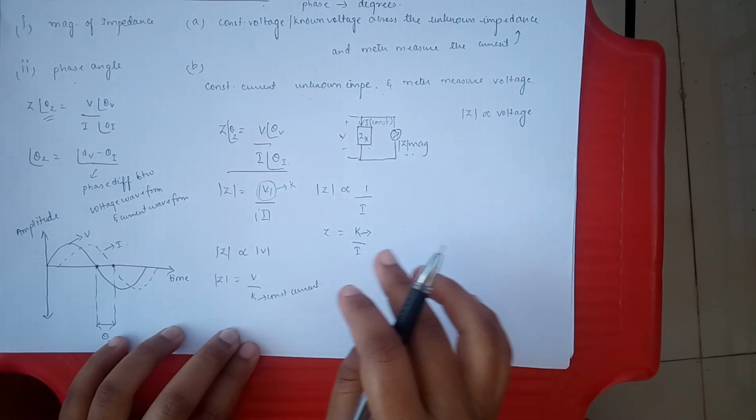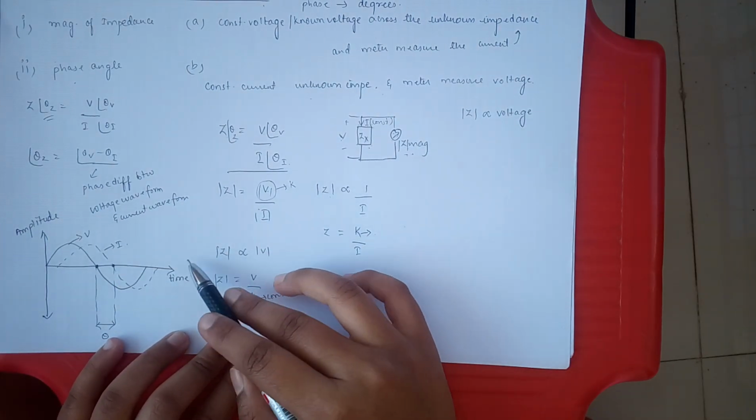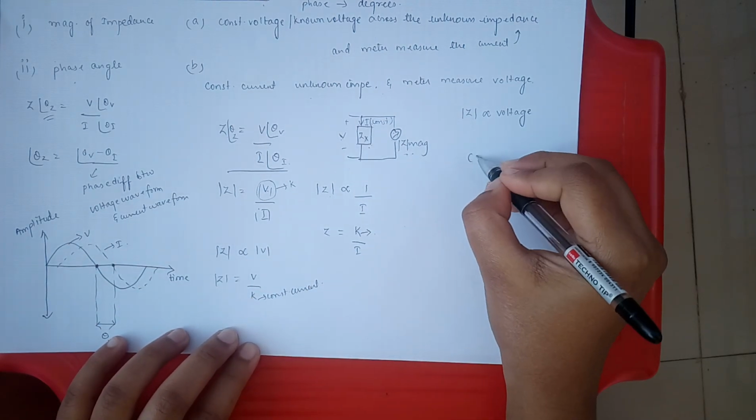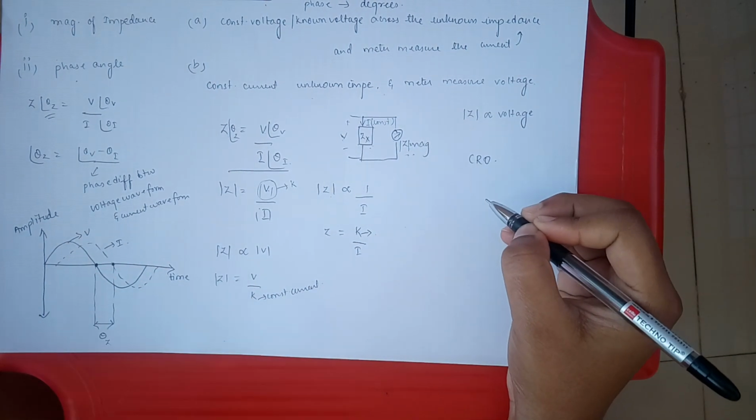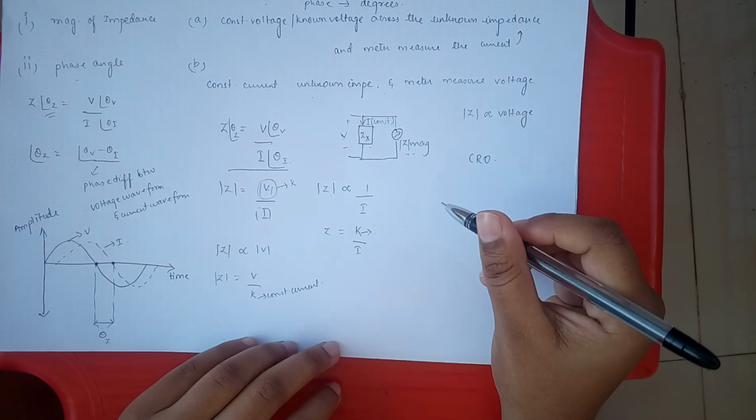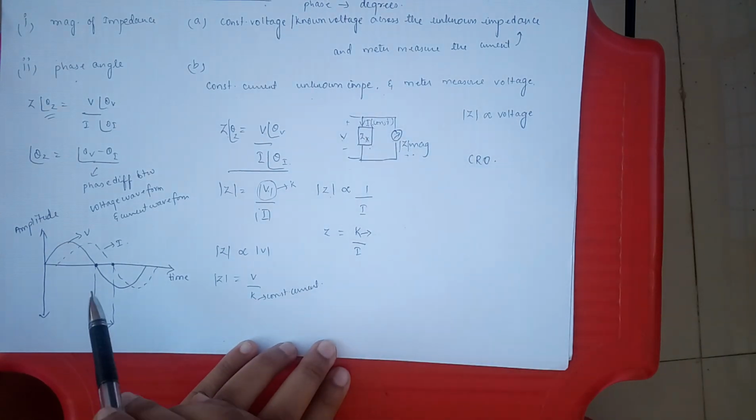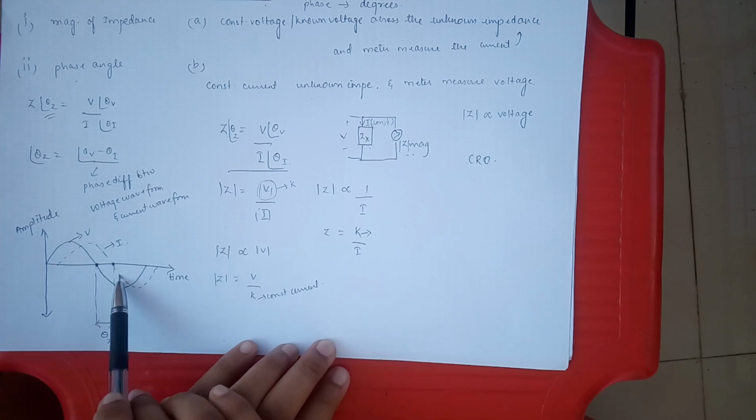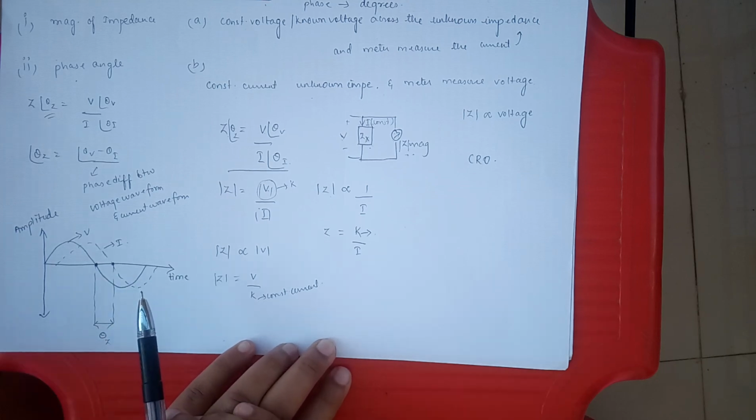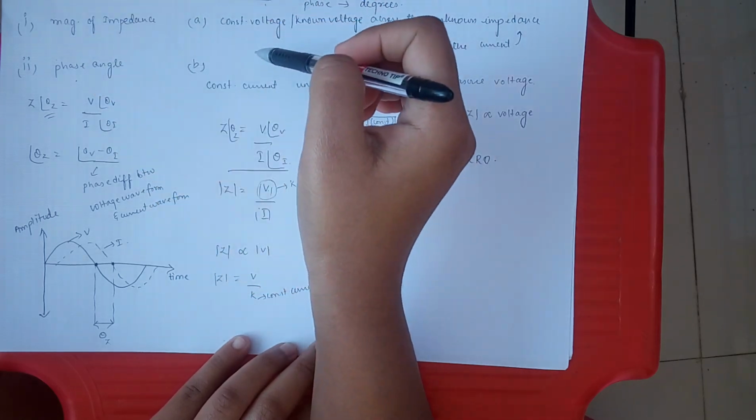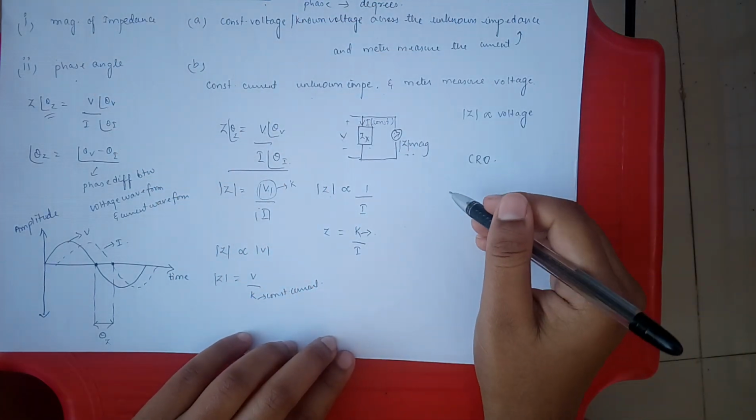As you can observe, the measurements that we are trying to make here can all be made by simply using a CRO. The voltage can be measured, the current can be measured, the phase difference can be measured if you're able to simultaneously look at the waveforms. But why then is there a need for a vector impedance meter or a meter separately?